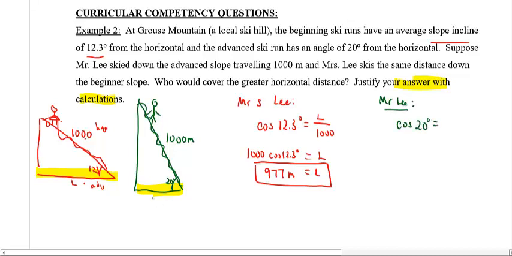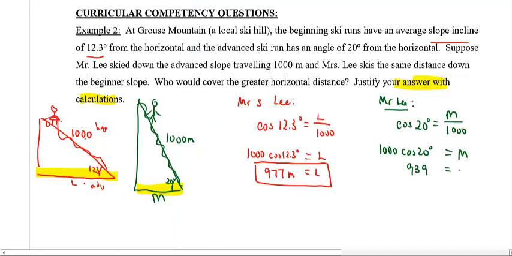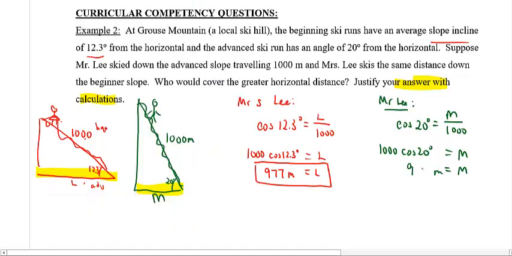I'll call this, I don't know, M. Oops, cosine 20. Definitely 939 meters. Actually, I think it's 0.6, so I should round that to 940. So like you said earlier, Mrs. Lee covered the greater horizontal distance, but now I know why.